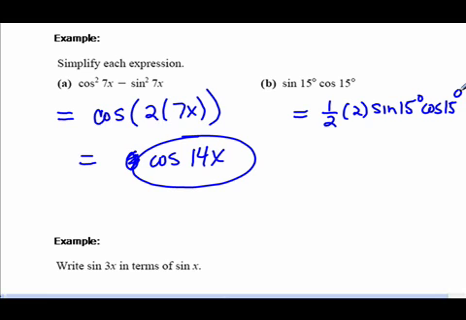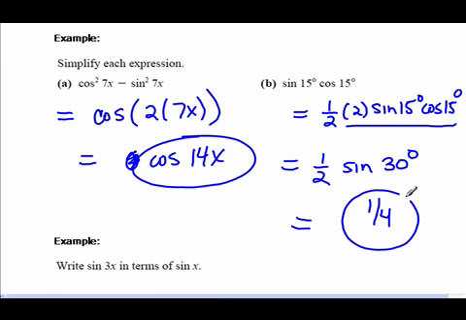However, this part right here looks like what? Sine of a double angle. Sine of a double angle. So now we can rewrite this as 1/2 times the sine of what? 30. 2 times 15. The sine of 30 degrees is 1/2, and 1/2 times 1/2 is 1/4.